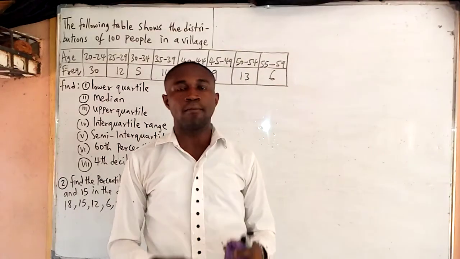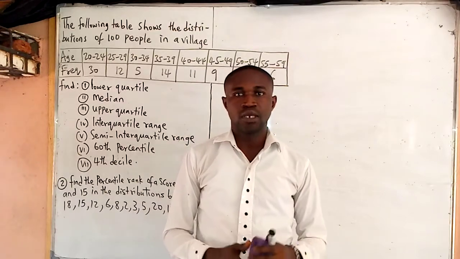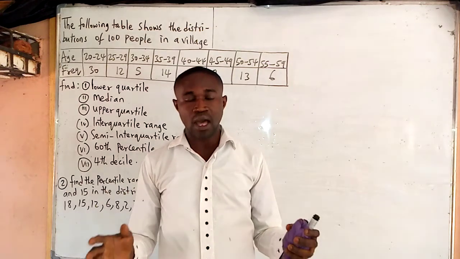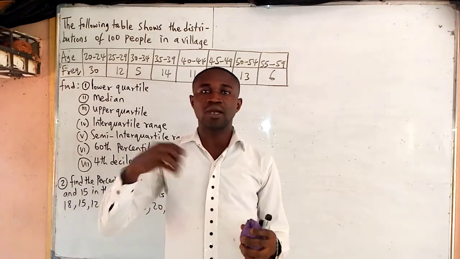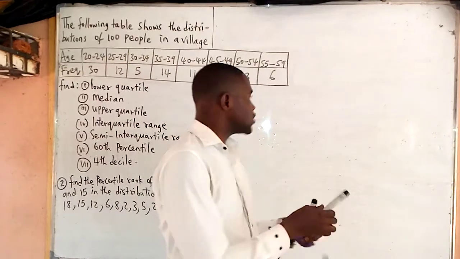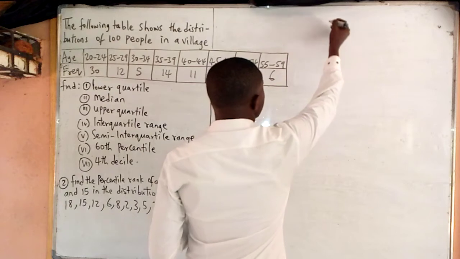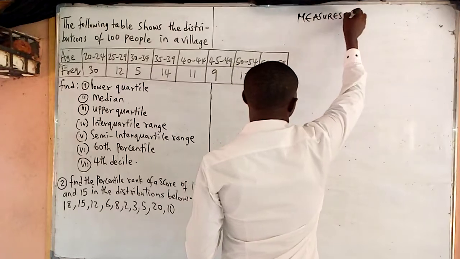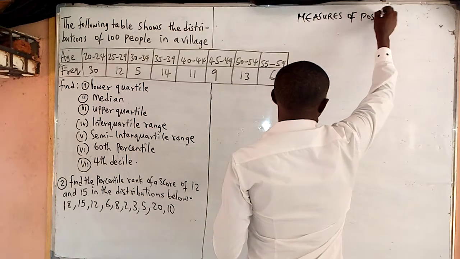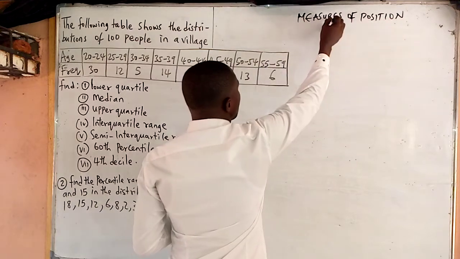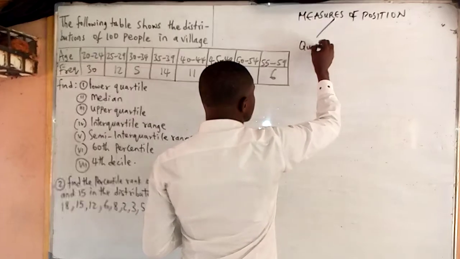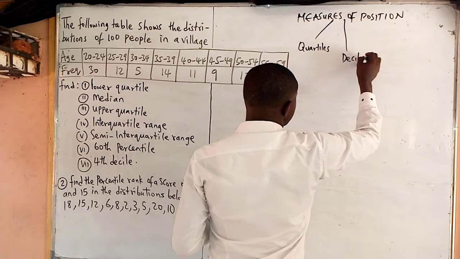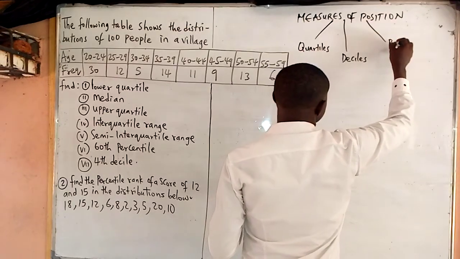This day we want to go into measures of position or location. In the video before this, we looked into measures of central tendencies. We looked into measures of position, measures of dispersion. We are now looking into measures of position. Now, under measures of position, we have quartiles, we have deciles, we have percentiles.